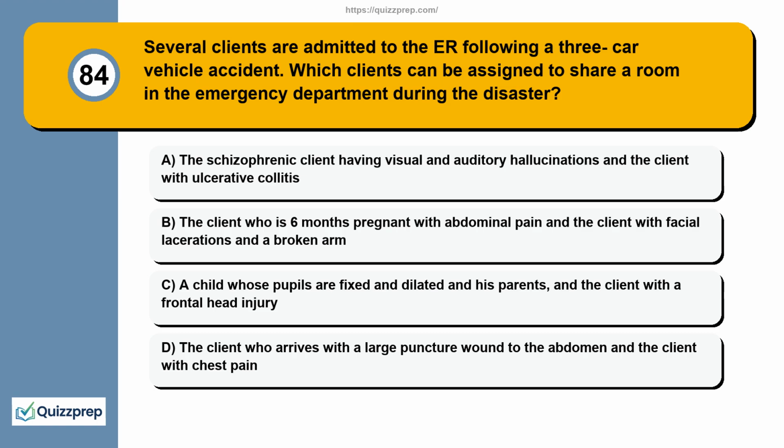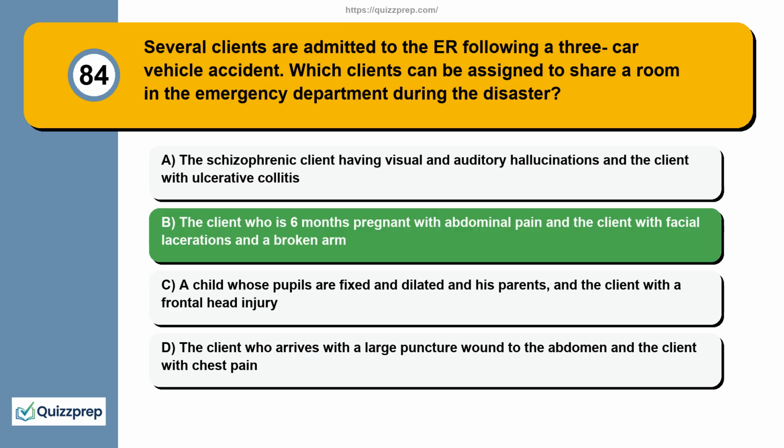Question 84. Several clients are admitted to the ER following a 3-car vehicle accident. Which clients can be assigned to share a room in the emergency department during the disaster? The schizophrenic client having visual and auditory hallucinations and the client with ulcerative colitis. The client who is 6 months pregnant with abdominal pain and the client with facial lacerations and a broken arm. A child whose pupils are fixed and dilated and his parents, and the client with a frontal head injury. The client who arrives with a large puncture wound to the abdomen and the client with chest pain.